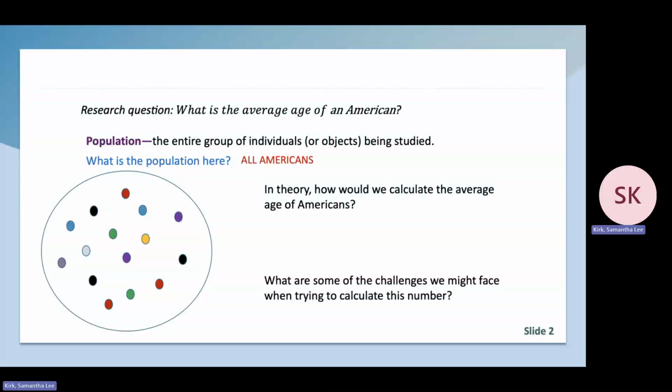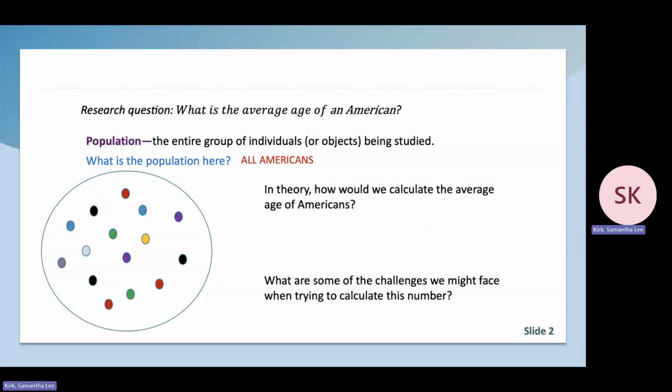But what are some challenges we might face when we try to calculate this number? Well, the first challenge is going around and finding every single American. There are so many Americans. And even if we could figure out where all the Americans were, to go around and ask all these Americans their ages would take time. It would take a lot of time, especially if it's just one person asking.